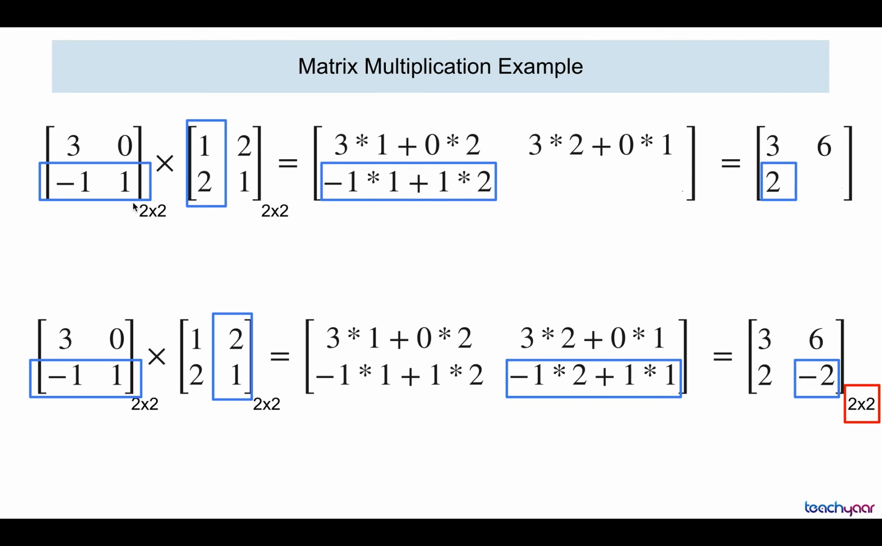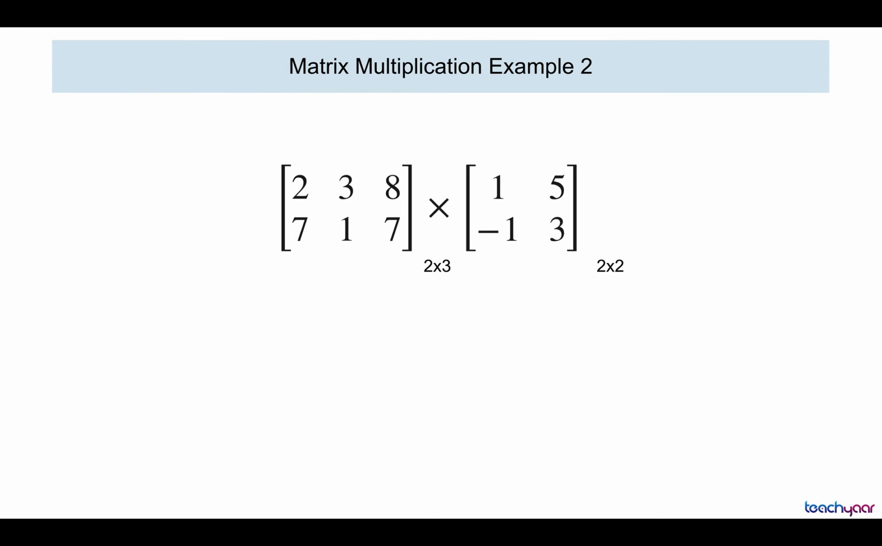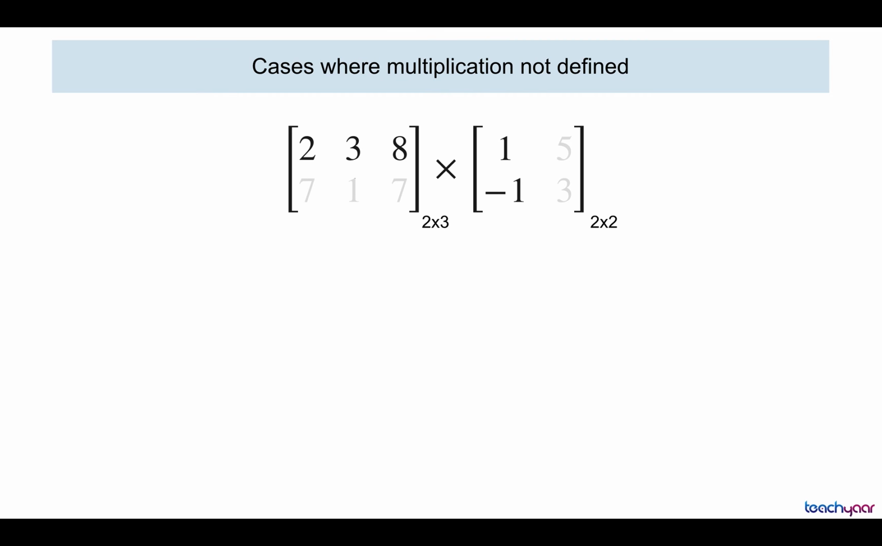Is that correct? Yes, because the number of rows of A is 2 and the number of columns of B is 2. So 2 by 2 matrix. So that's the order. Superb. What about this case? So start multiplying. And what do you see? You see that this multiplication is not defined. Because you can multiply 2 by 1, you can multiply 3 by minus 1, but what happens to 8? You can't multiply it.